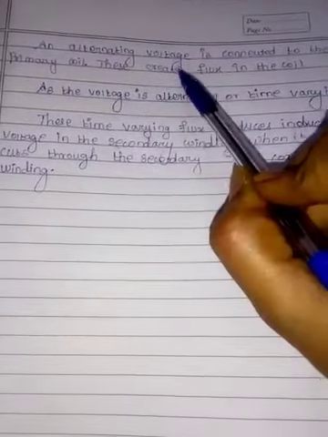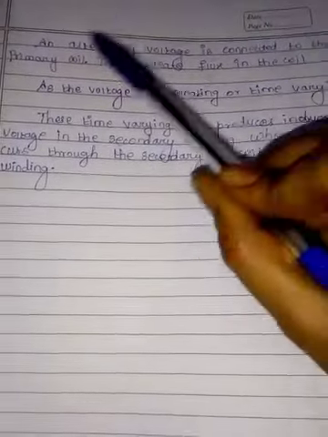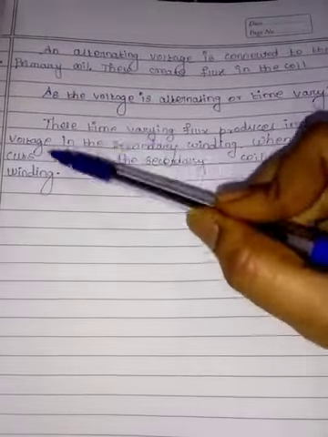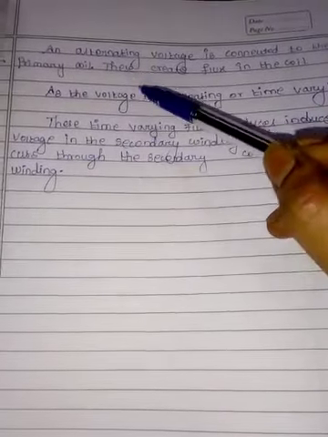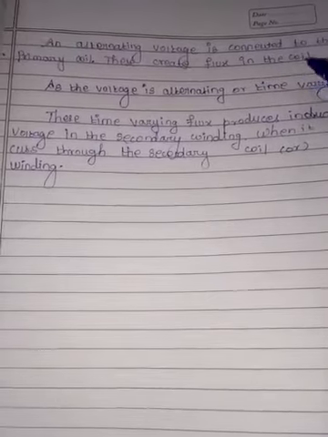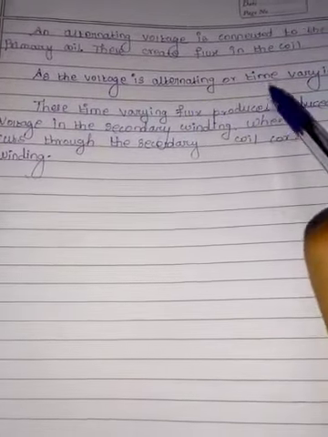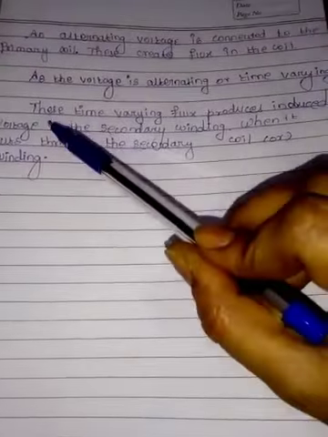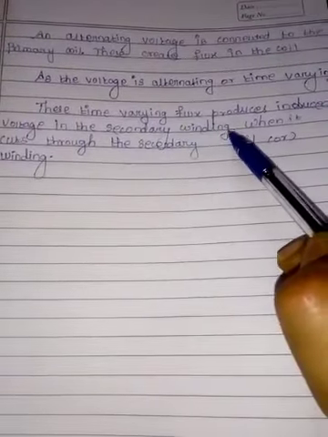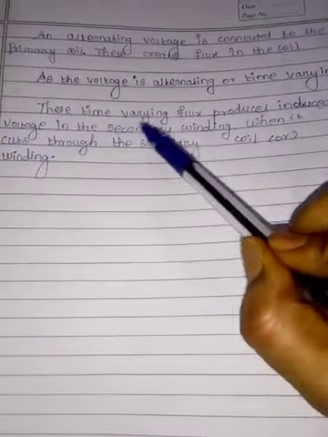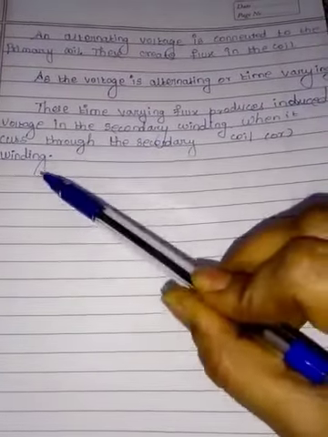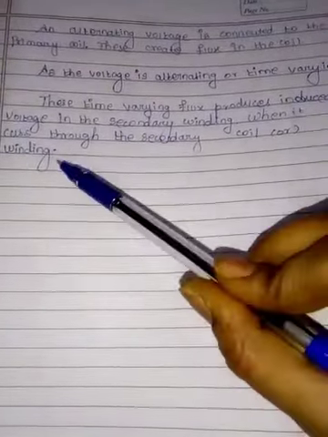An alternating voltage is connected to the primary coil, the primary side of the coil. This creates flux in the coil. This voltage is alternating, or time variant. Then this time varying flux produces an induced voltage in the secondary winding when it cuts through the secondary coil or winding.